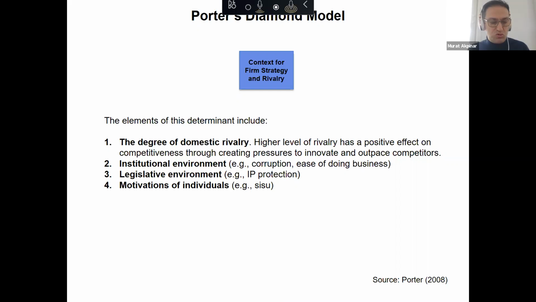If you were to choose, let's say Finland, Germany, and France perhaps are equally good in this institutional environment, but if we were to choose between France and Azerbaijan, of course France would be the better option looking from the institutional environment. Legislative environment, here as an example, we have the intellectual property rights, protection of them.